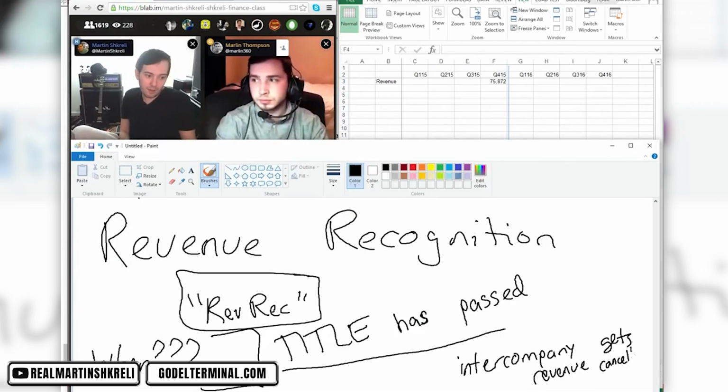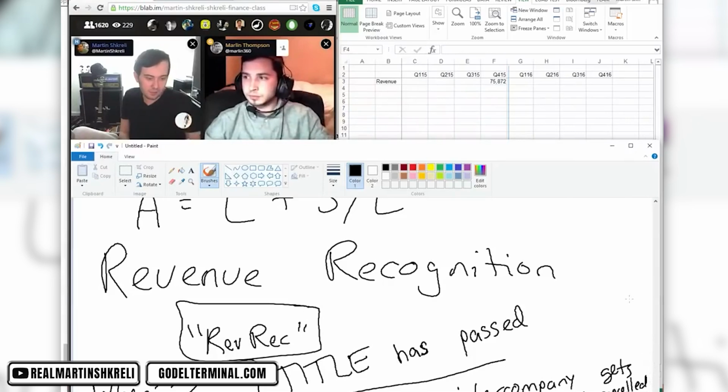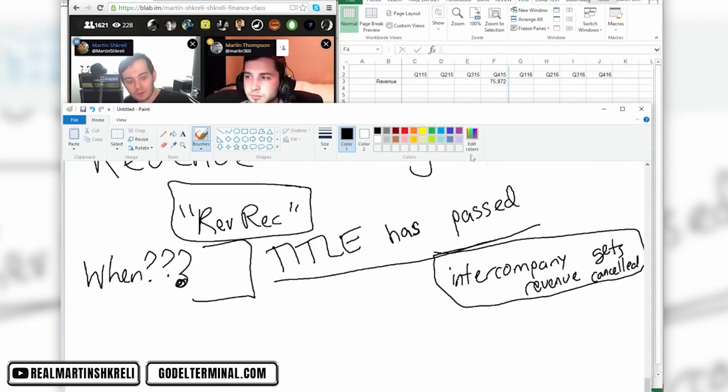And a lot of accounting fraud, I think a bunch of internet companies had this as a fraud, Enron had this as a fraud, is when if you're selling to your own company, you can often overinflate your revenue.